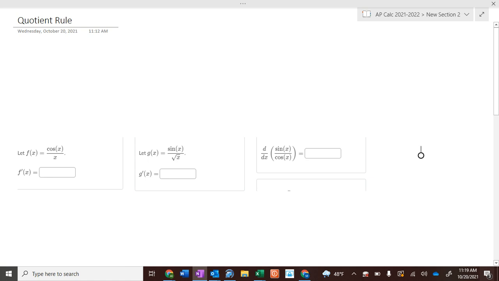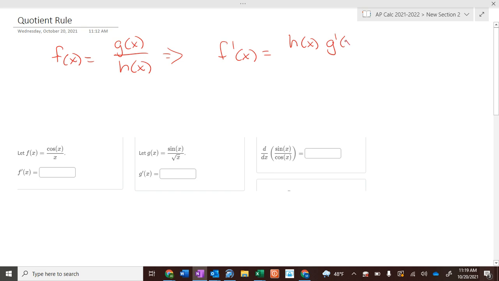Okay, quotient rule. The quotient rule for f of x equals g of x over h of x is this. Okay? The first derivative of f of x equals the denominator, h of x, times the first derivative of the numerator, g of x, minus g of x times the first derivative of the denominator, h of x, all over the denominator, h of x squared.